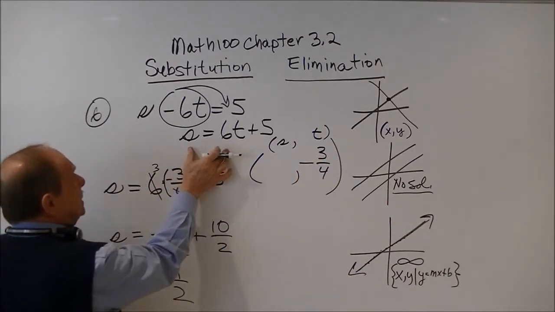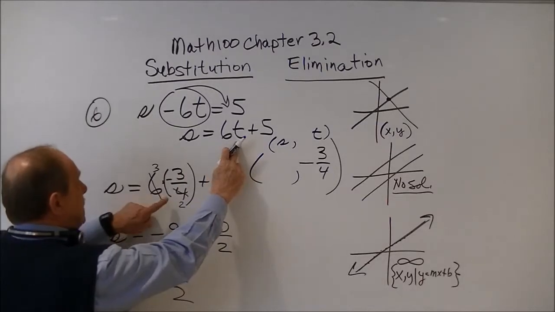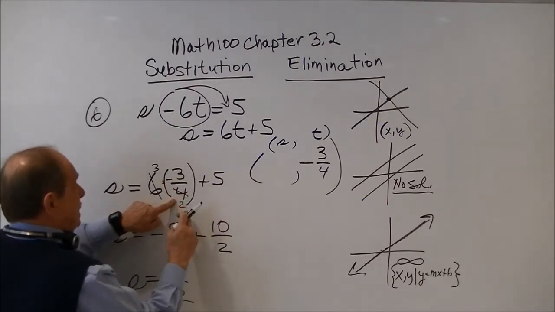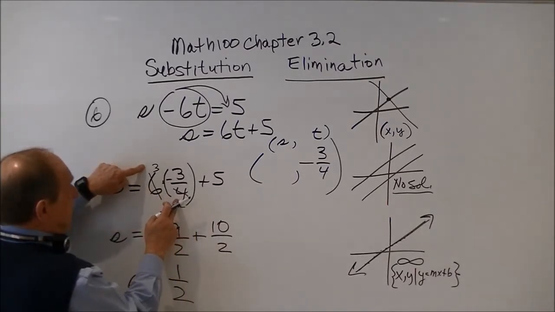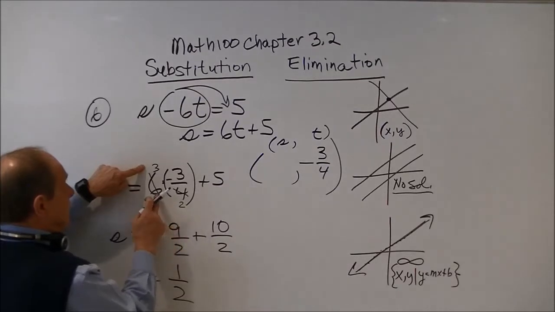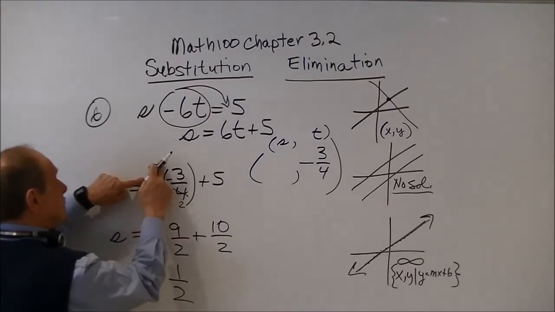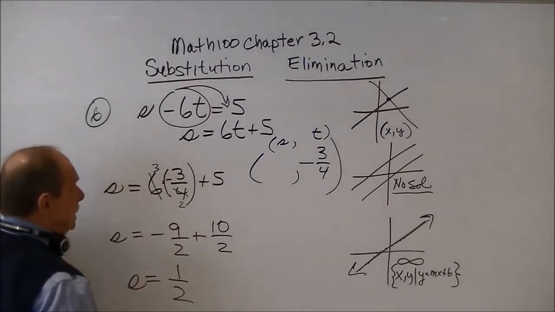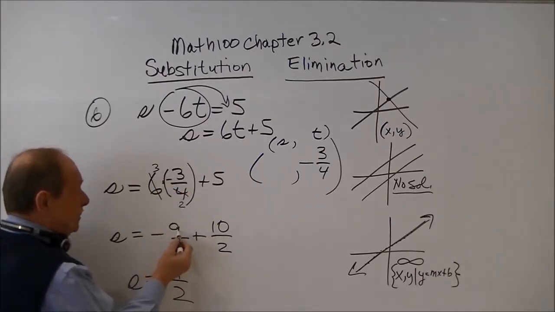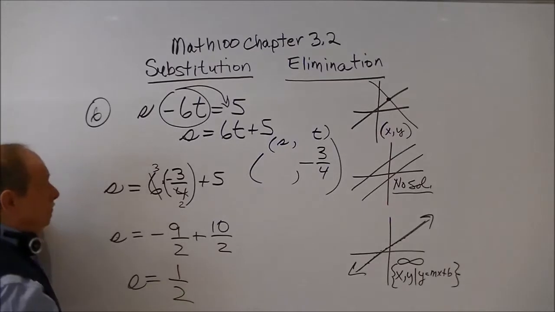So we're using this equation, and where t is, I've put in a negative 3/4. I did some canceling out. 2 will go into 4 twice. 2 will go into 6 3 times. So I now get a negative 3 times 3 is a negative 9 over 2.